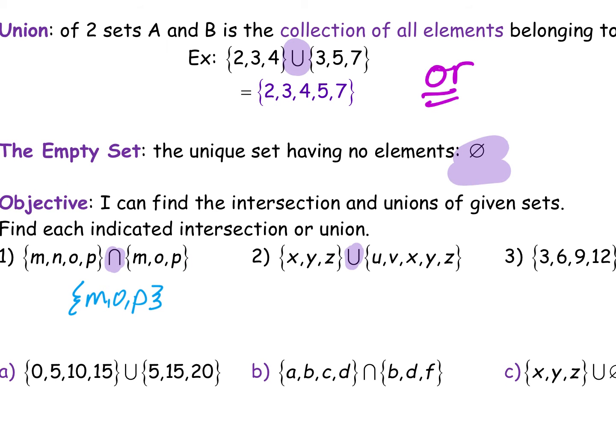So my union would be UV XYZ. So that's everything. That includes everything in both sets.